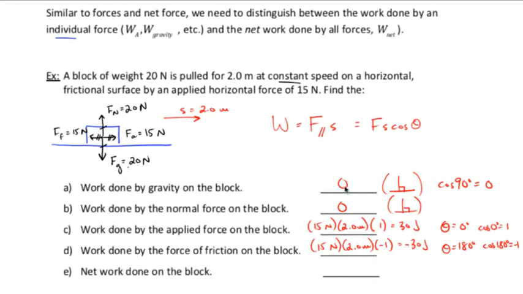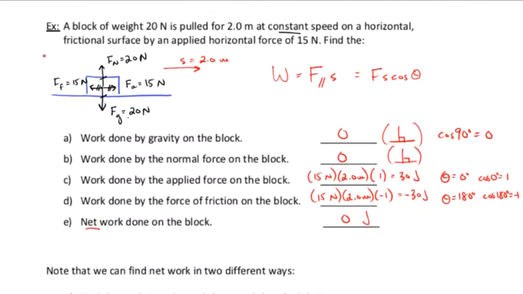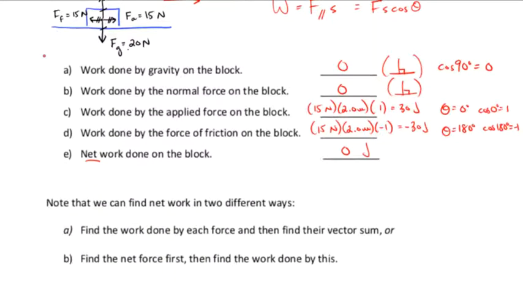Now if we take a look at all the different forces and the work that they do, and we add them up to find the net work, we find that there is a net work of 0 joules done on the block, because the negative work done by the force of friction cancels out the positive work done by the applied force, and gravity and the normal force aren't doing any work at all because they're perpendicular to the direction of motion.